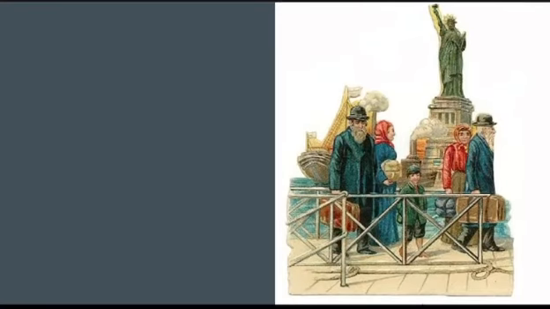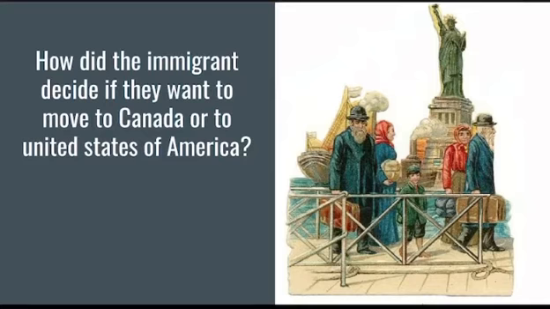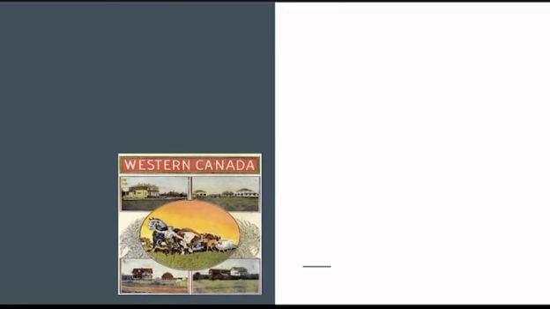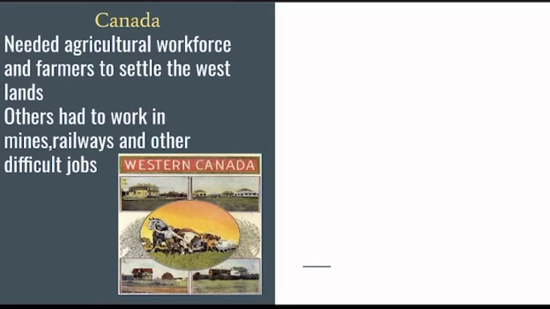Now, the question is, at that time, how did immigrants determine if they wanted to move to Canada or the United States of America? Here's the answer. At that moment, Canada needed an agricultural workforce and farmers to settle the Westlands. And others could do other jobs like working in mines, railways, and other difficult jobs. And where did they settle down? They were concentrating in rural areas.